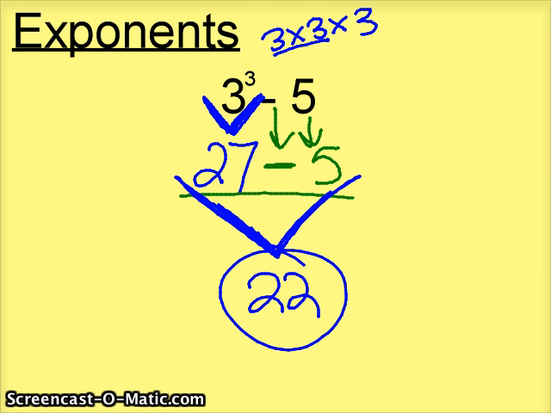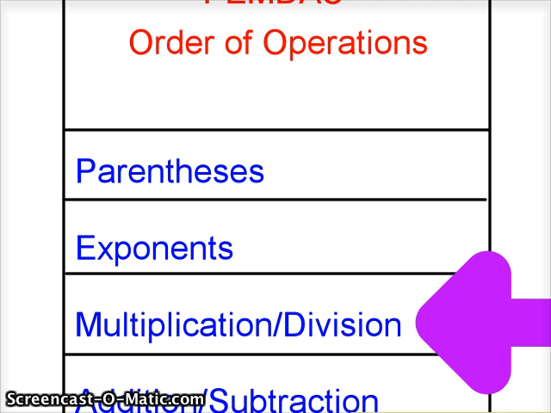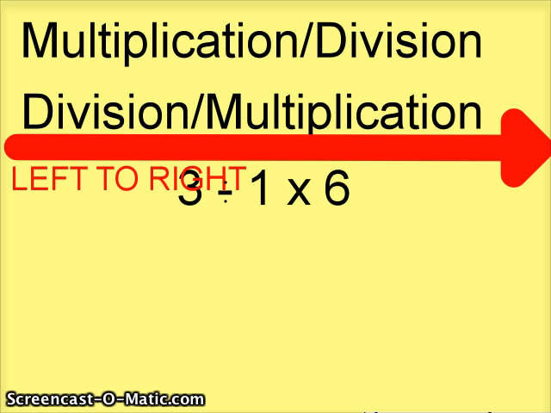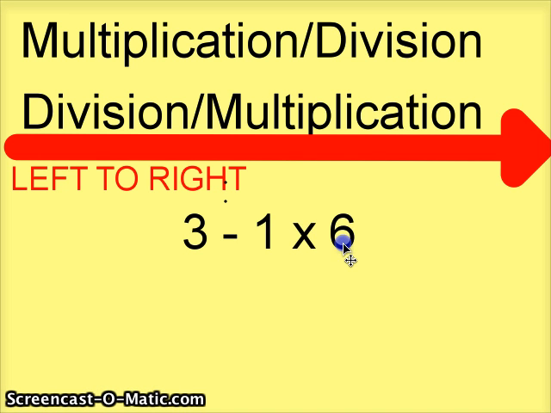Let's go ahead and move on to multiplication and division. So why don't you guys open up your flap to multiplication and division, and then go ahead and write this on top. We'll have to move this down a little bit. Now this is a little bit longer, okay, because this is a division sign.